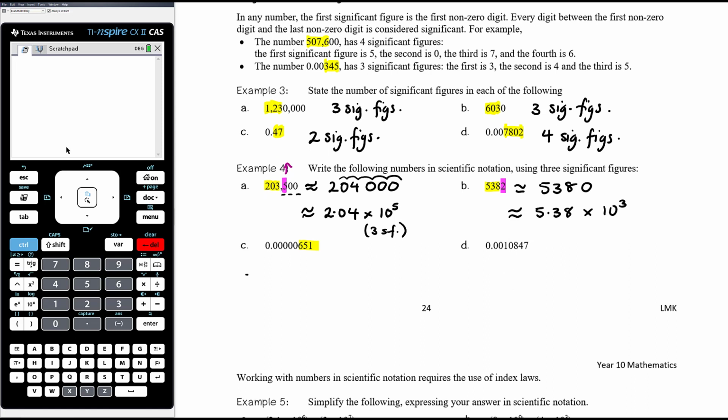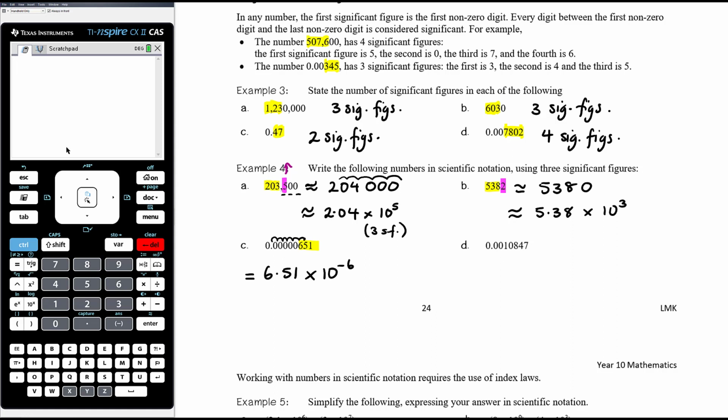So this is actually going to be equal to, because we haven't needed to round off, 6.51. And then we need to divide by 10, 1, 2, 3, 4, 5, 6 times. So times 10 to the power of -6.